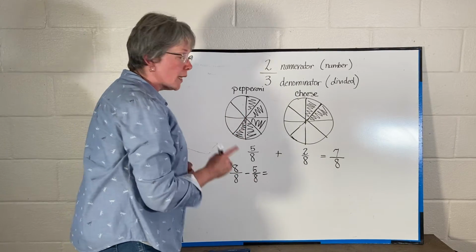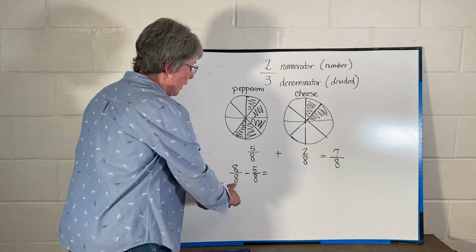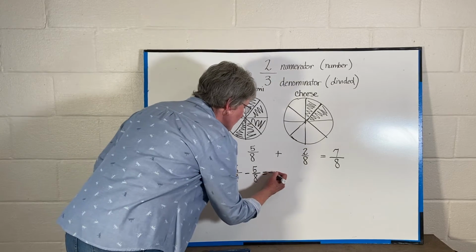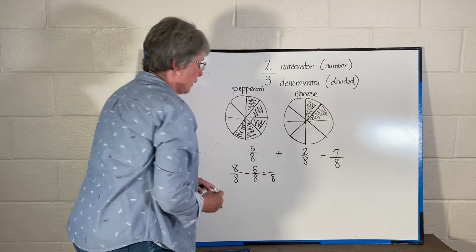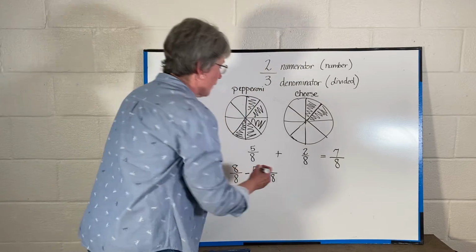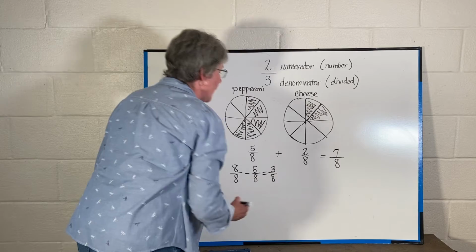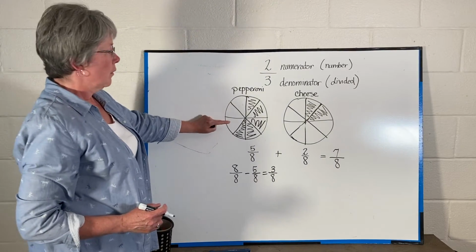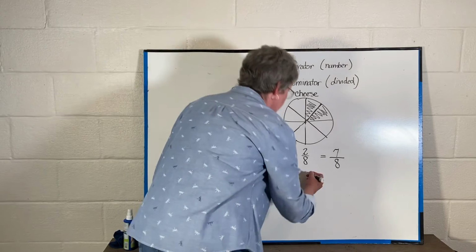And we ask the same question when we subtract. Is the denominator the same in each fraction? If it is, we can go ahead and work the problem. 8 minus 5 is 3. 3 of the 8 pieces are left. 3. Same thing over here.